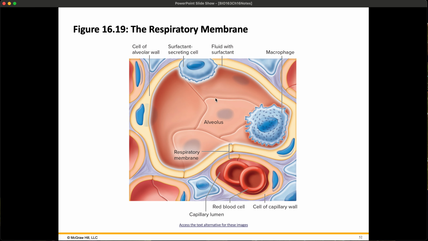Here inside of your alveolus, your alveolar duct is not really depicted right here, but you can imagine a little tube or passage connecting this individual alveolus to the rest of the alveolar sac. You have the respiratory membrane, these three structures: the epithelium, the wall of the capillary bed, this basement membrane in between them, and then the wall of the alveolus.